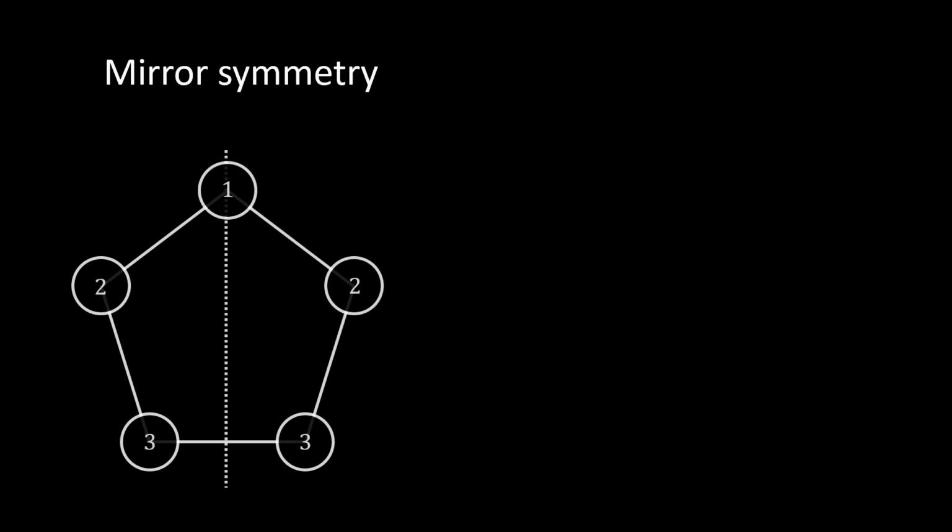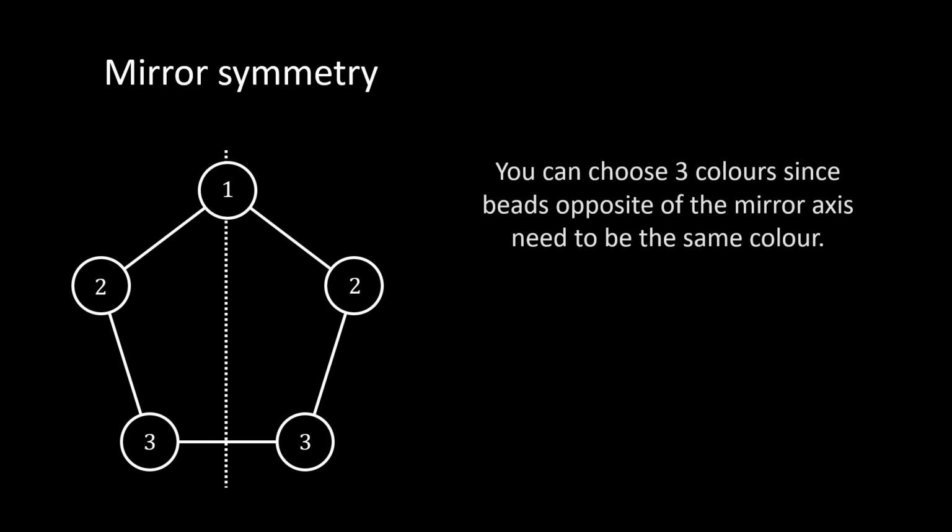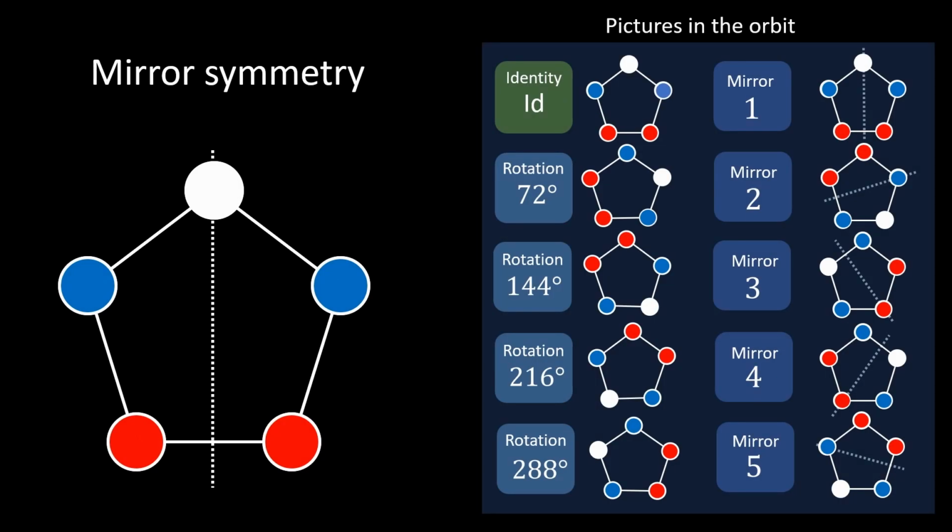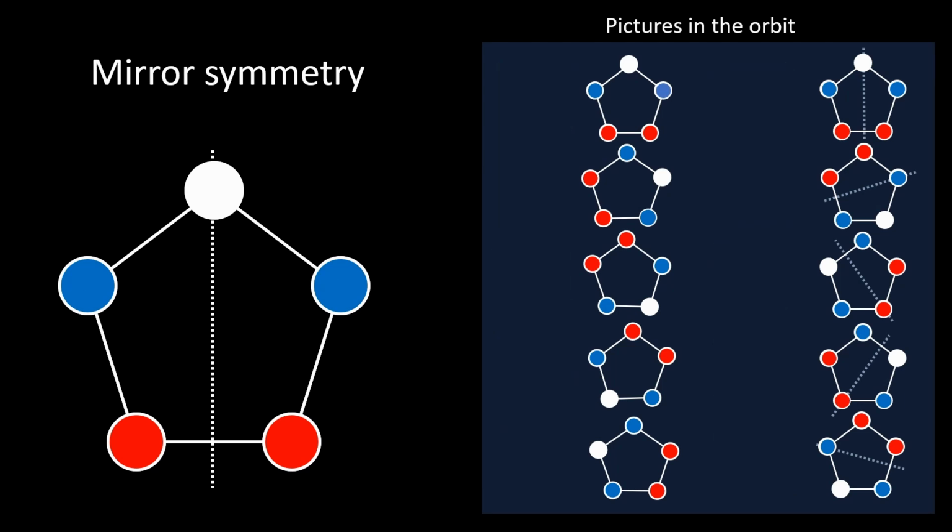Now let's consider a necklace with mirror symmetry. A necklace with mirror symmetry can have the choice of 3 colors. Thus, there are n cubed necklaces with mirror symmetry along the vertical axis. The first thing to note is that the orbit of a mirror symmetric necklace produces all the rotations of the mirror symmetric necklace. Secondly, and most importantly, we see that there are only 5 unique pictures, as some pictures produced in the orbit are the same as others.